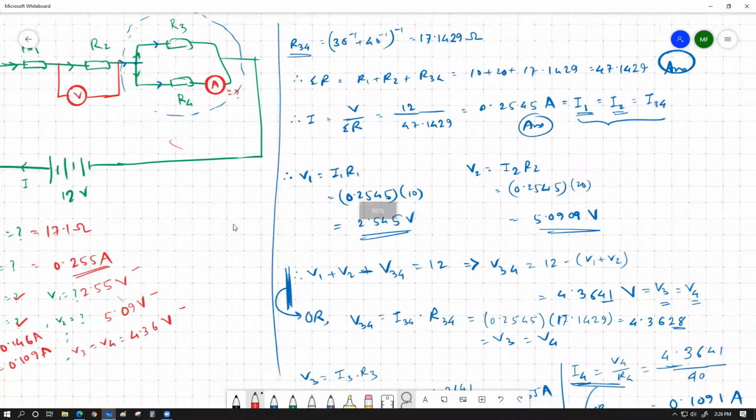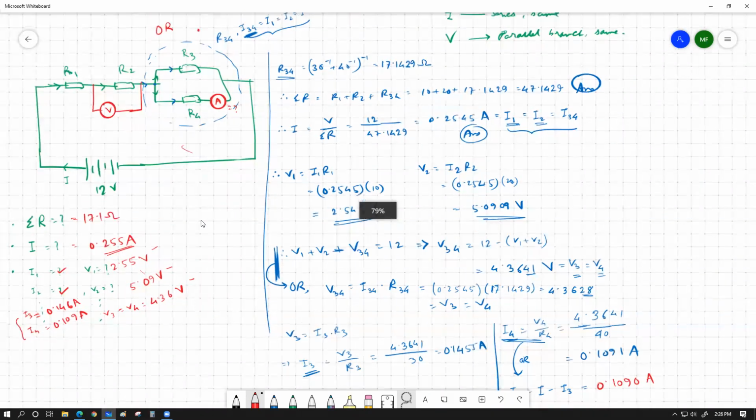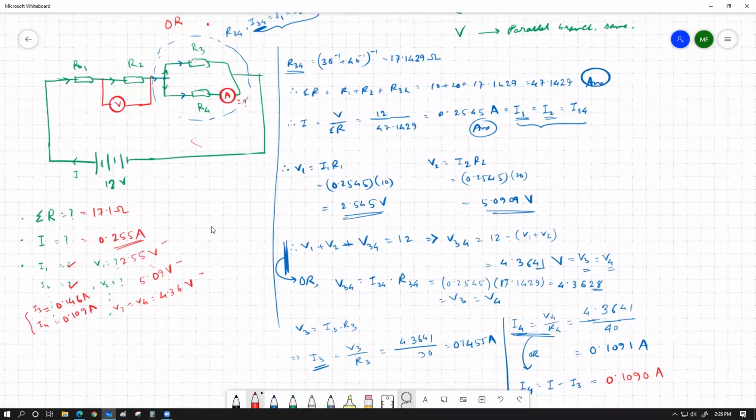Let me zoom out a bit so that the whole picture can be within view. But did this whole thing make sense?